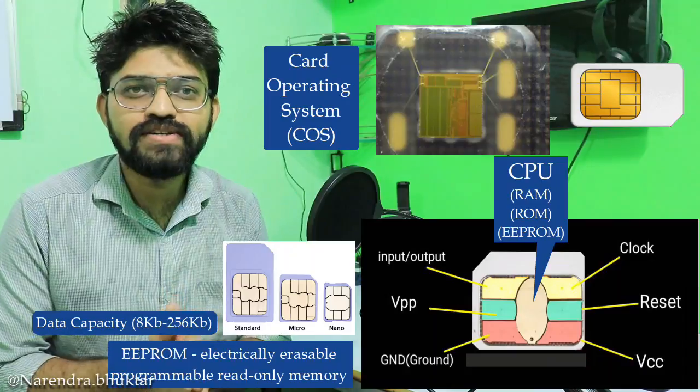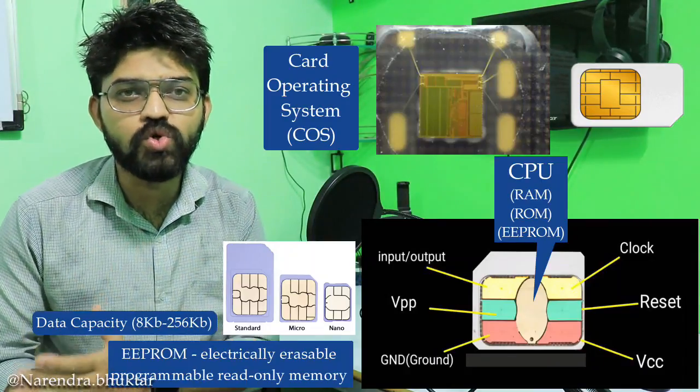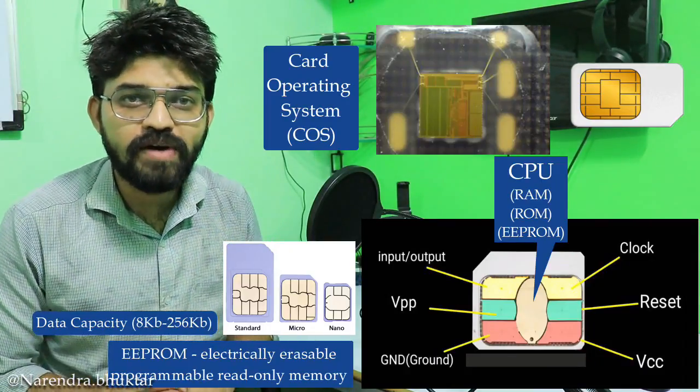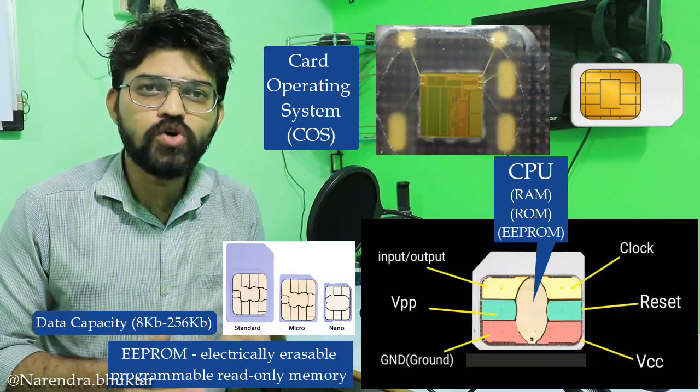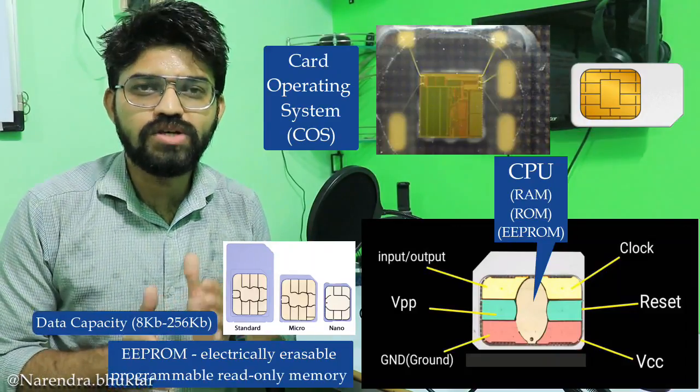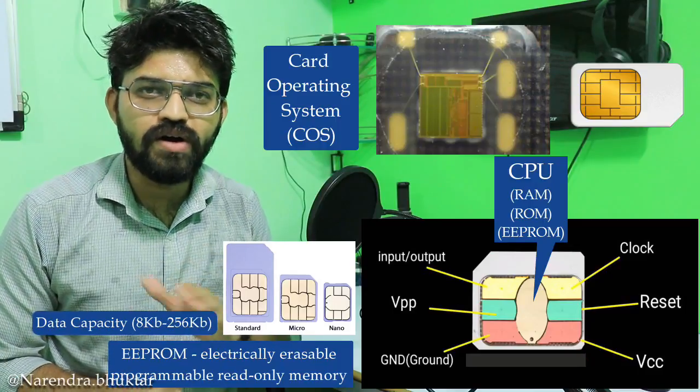A 32 KB SIM card can store 33 network codes, and a 64 KB SIM card can store up to 85 network codes. So what are the network codes we are going to cover in today's video. So this is all about the CPU on the SIM card.